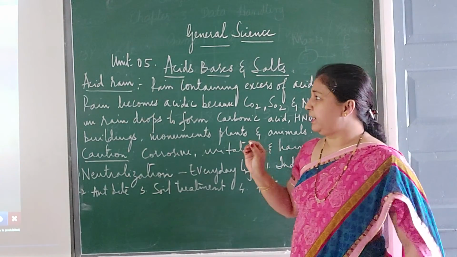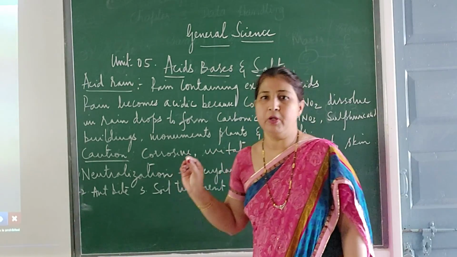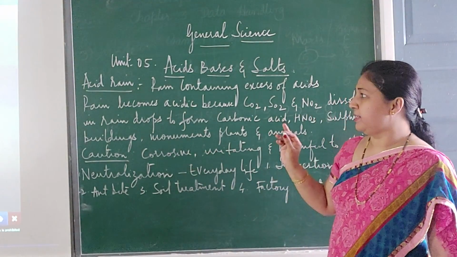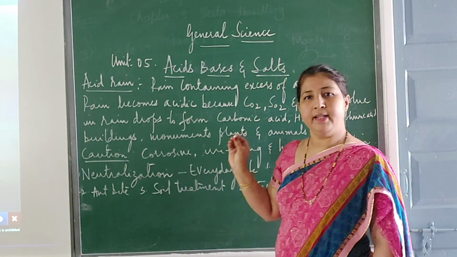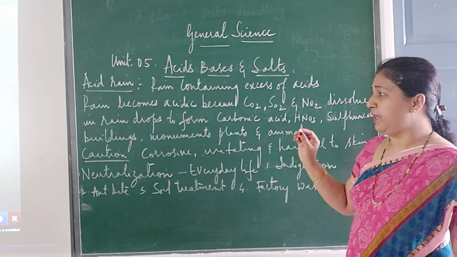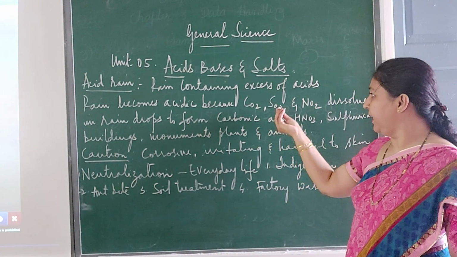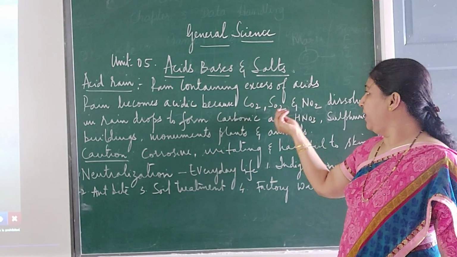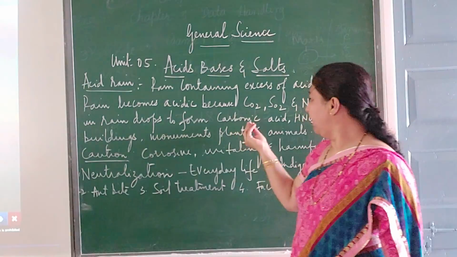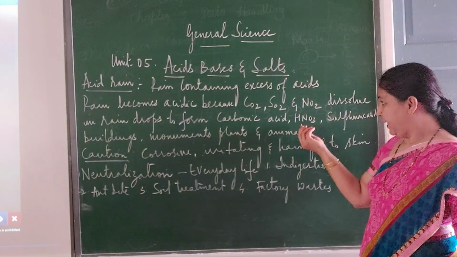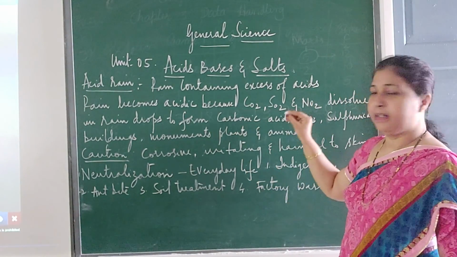So now let us study what is acid rain. We have said about acid only yesterday, isn't it? We have not said about acid rain. So acid rain is the rain which contains excess of acids. That is called as the acid rain. So how does the rain become acidic? Rain will become acidic because carbon dioxide, sulfur dioxide and nitric oxide dissolve in the raindrops to form carbonic acid, then nitric acid and sulfuric acid.